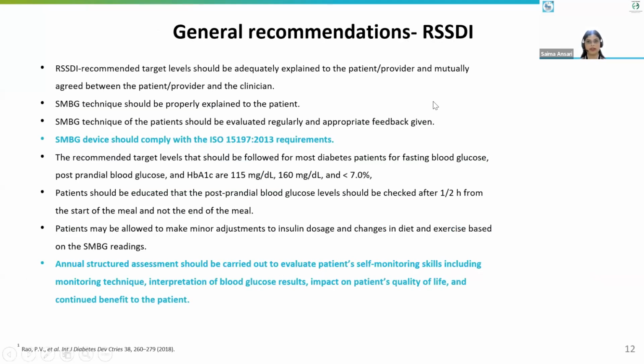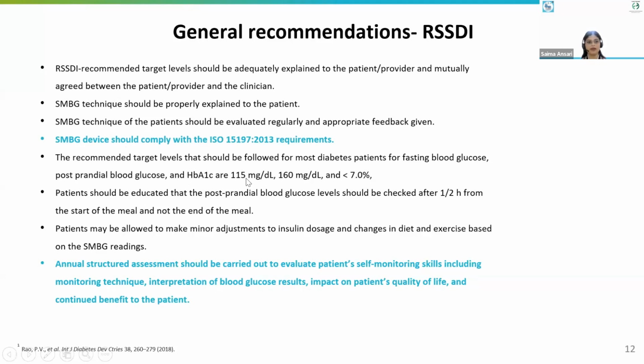Here are general recommendations from SSGI, RSSDI, which recommend that target levels should be adequately explained to the patient and mutually agreed between the patient and the provider and clinician. The SMBG technique should be properly explained to the patient, like how many times they need to check and what ranges they should be having. And the device should comply with the ISO. This is the standard requirement for the device.